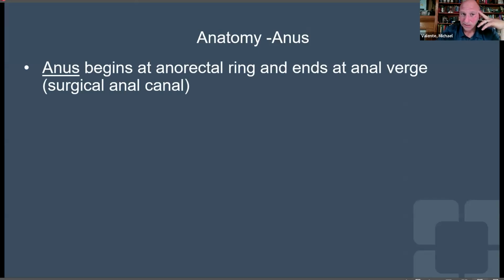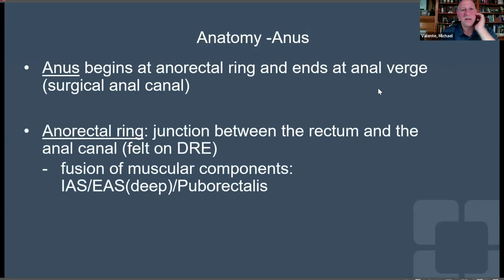So the actual anus begins at the anorectal ring and ends at the anal verge. That's great. And sometimes people ask, what's the anorectal ring? Some people call it different things, but this is what we call the surgical anal canal. The anorectal ring, and I'll show you on the picture again, we'll refer back to the picture numerous times, is where the rectum becomes the anus. And this is what you can feel on DRE. Usually it's that long circular strength, that long band. How high is that? It's a little bit different on everyone, but as we'll see, it's about 4 to 5 centimeters or so.